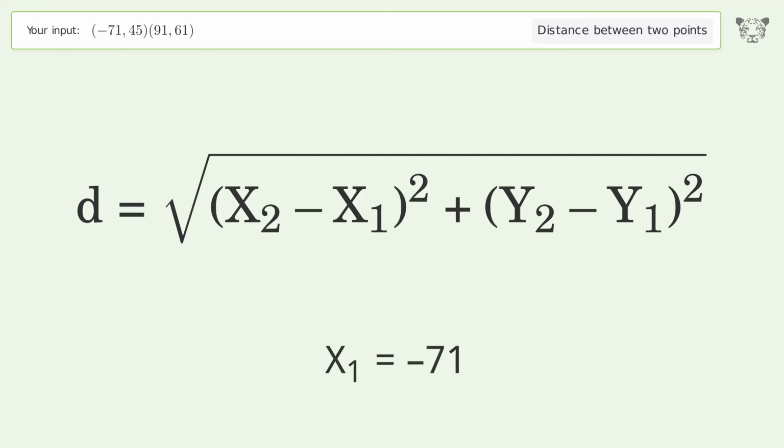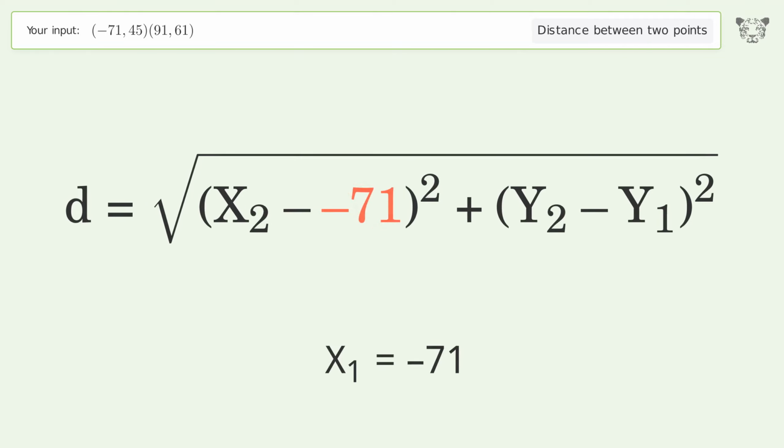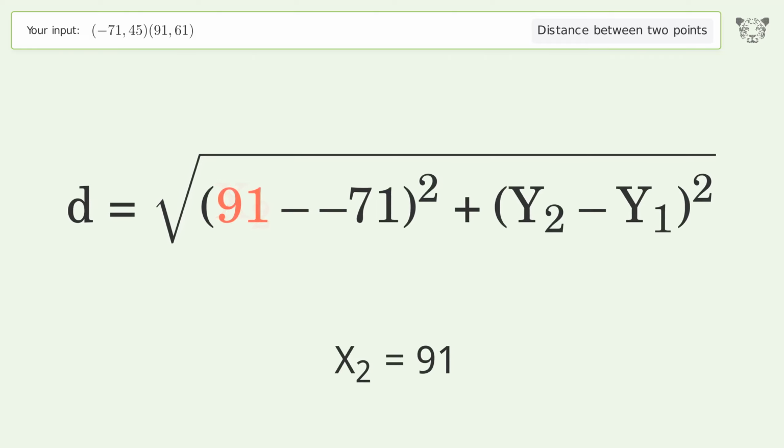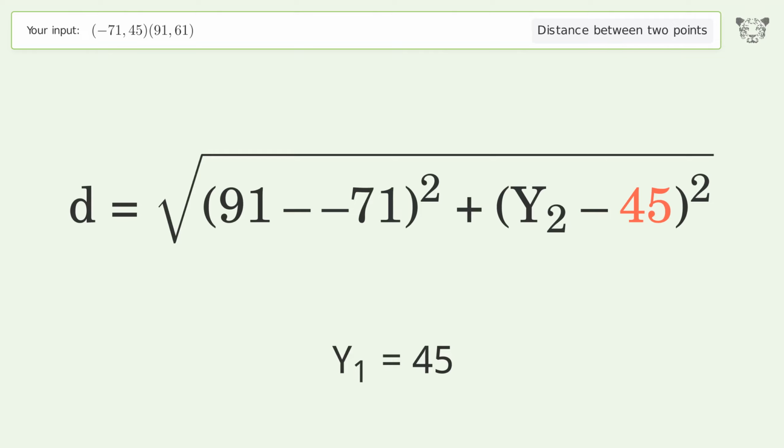x1 equals -71. x2 equals 91. y1 equals 45. y2 equals 61.